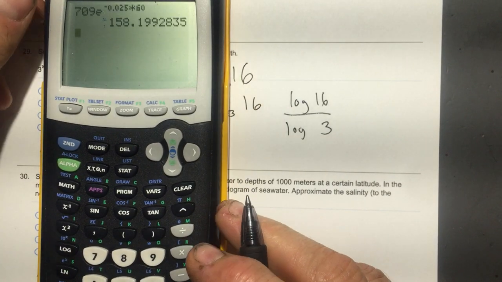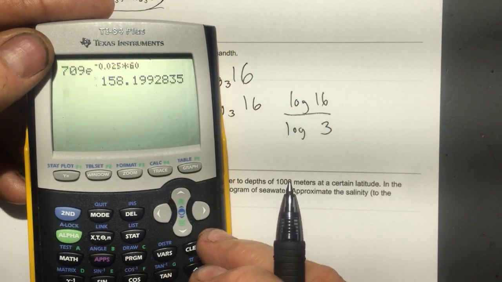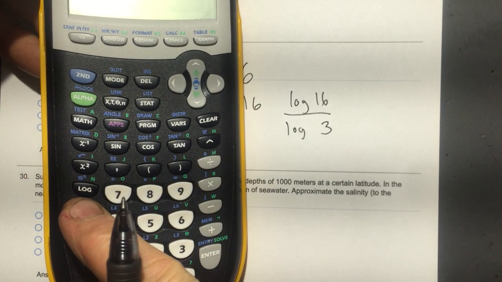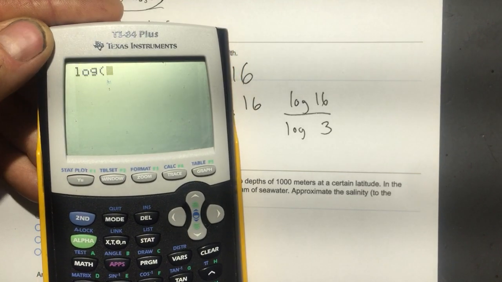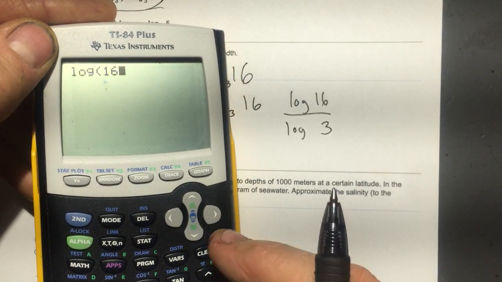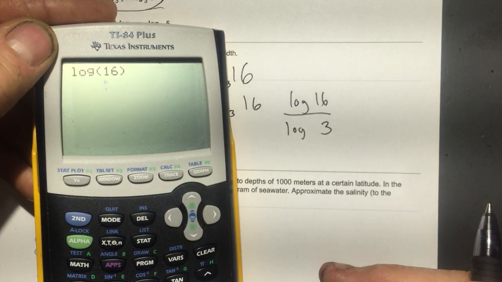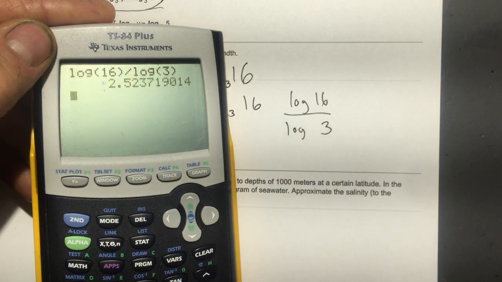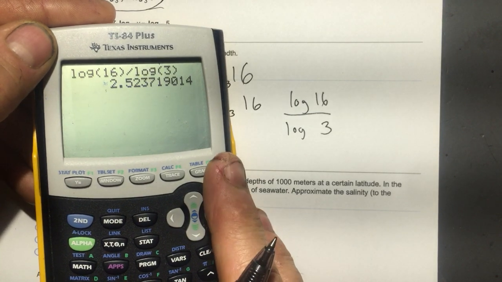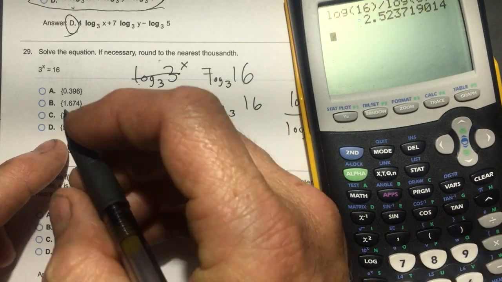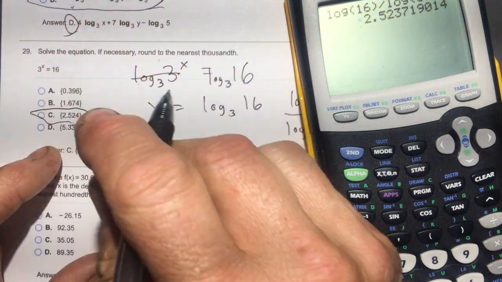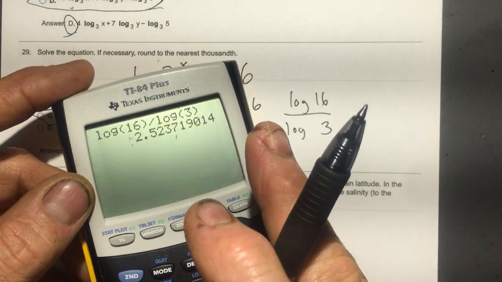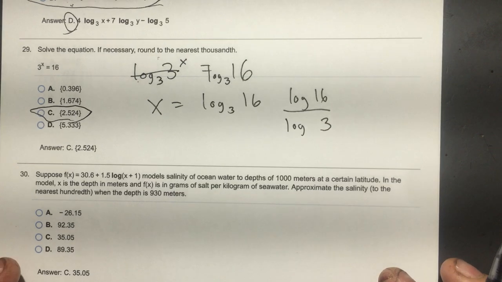All right, so let's punch this in here. So I'm going to do log. Here's my log button right here. See, log. So I'm going to hit that, log. 16. Close it up. See, I got my parentheses there. I have to close the parentheses up. Divide by. Then do log again of 3. That should be it right there. 2.523. 2.524 right there. Rounded it. See there. The 7 makes the 3 go up to a 4. So that's C.